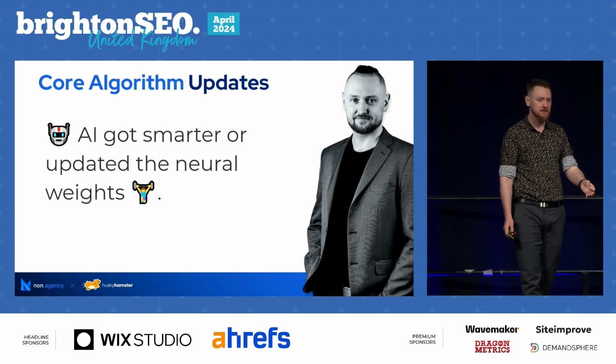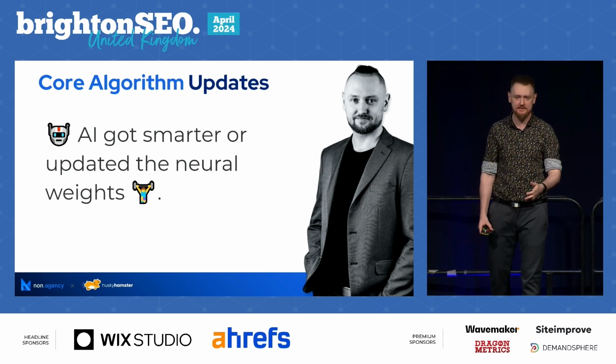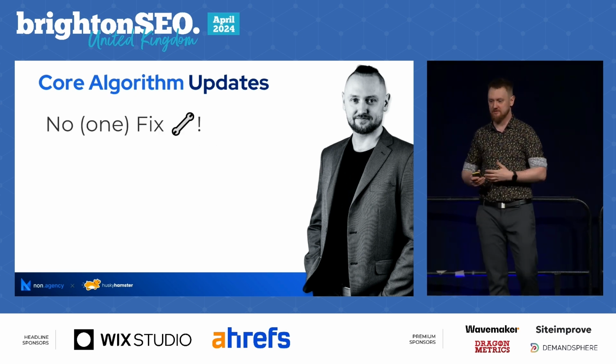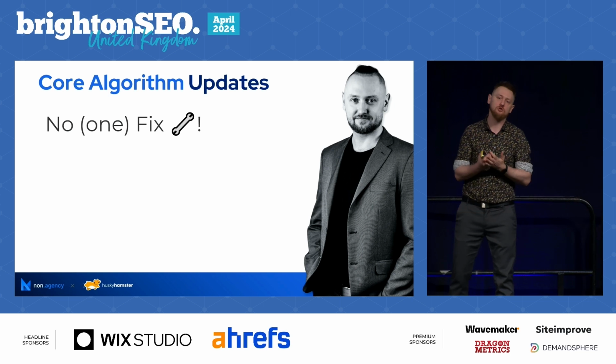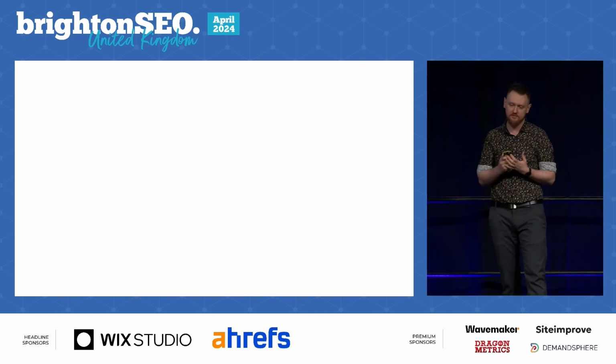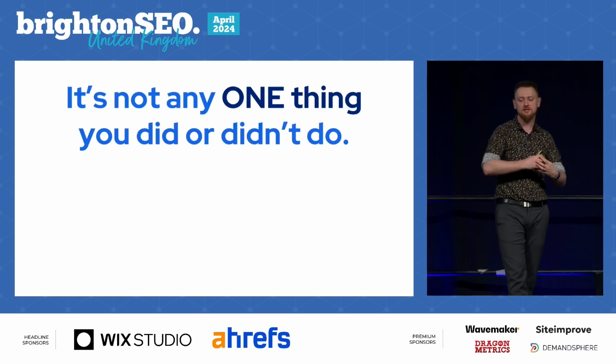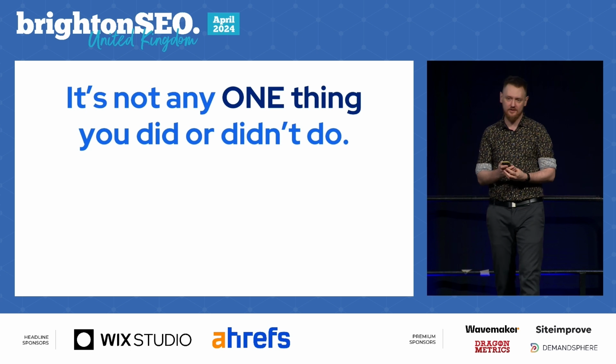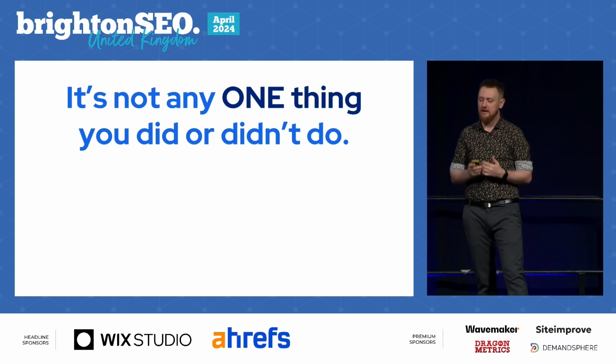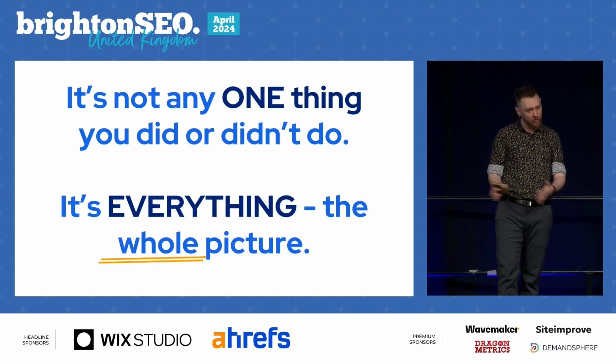AI gets smarter or changes neural weights, and basically everything is different. And there is definitely not a one fix. So if I was to summarize it, think of it this way. It's not any one thing you did or didn't do. It's everything, the whole picture.